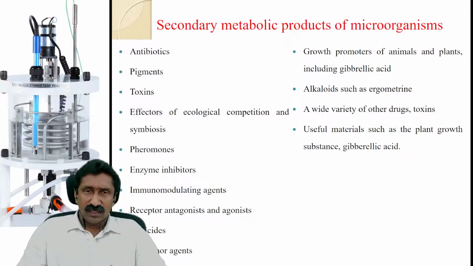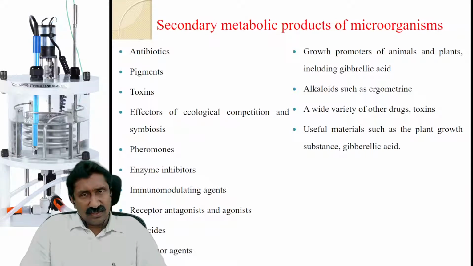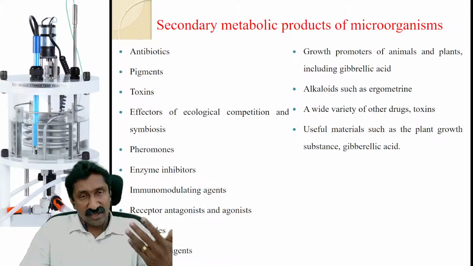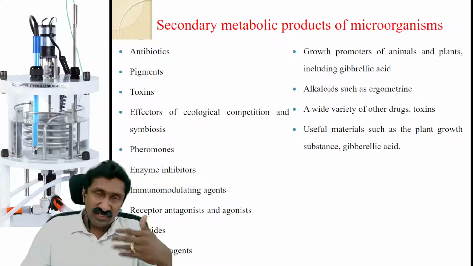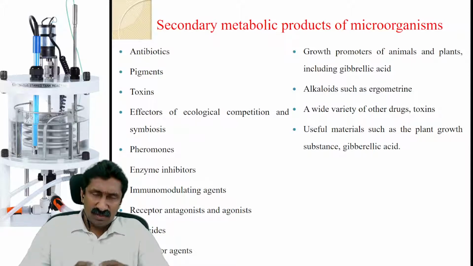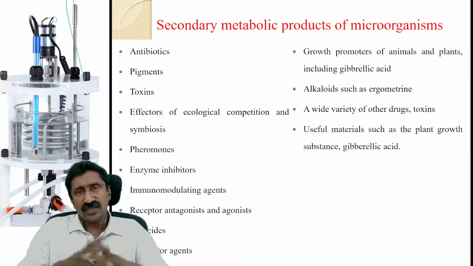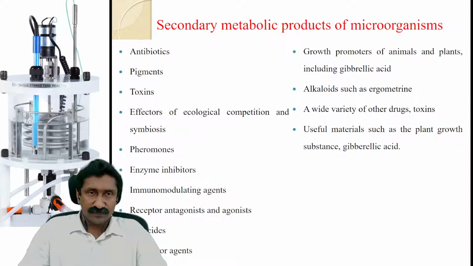Okay. So these are some of the list of secondary metabolites produced by the microorganisms. We have antibiotics, pigments, toxins, then effectors of ecological competition and symbiosis, then pheromones, enzyme inhibitors, immunomodulating agents, receptor antagonists and agonists, pesticides, then anti-tumor agents, growth promoters of animals and plants, alkaloids, then a wide variety of drugs and toxins, then other useful materials like gibberellic acid and plant growth hormones, etc. So we have a lot of secondary metabolites nowadays produced, and that is why having wide applications.